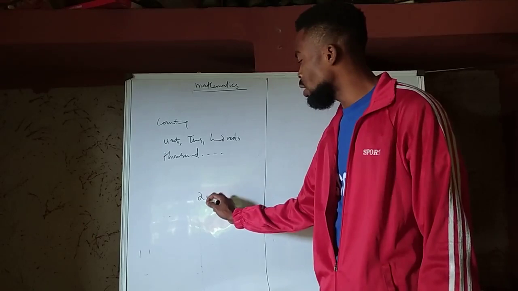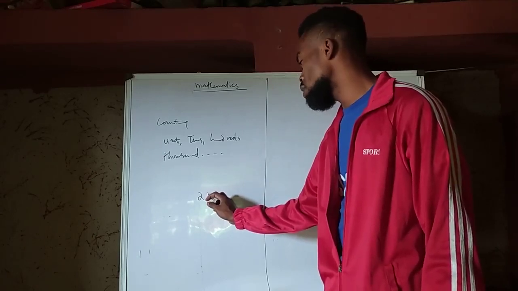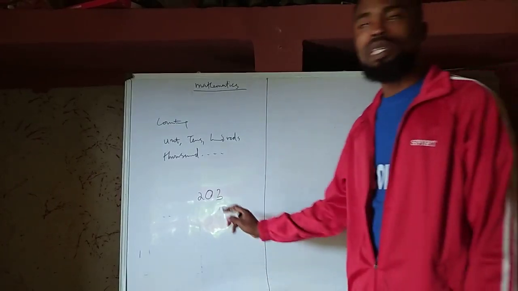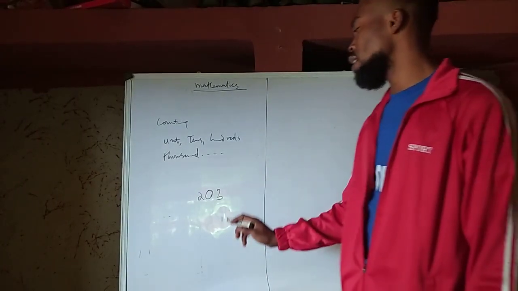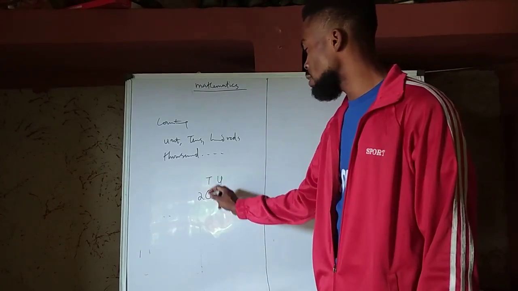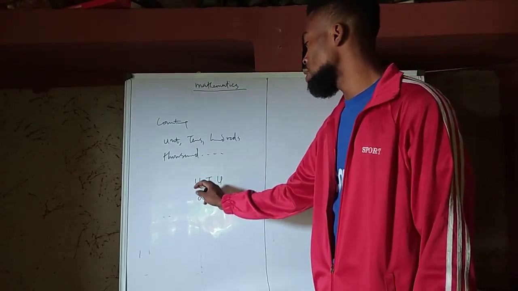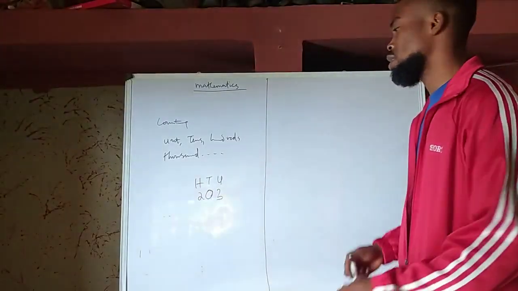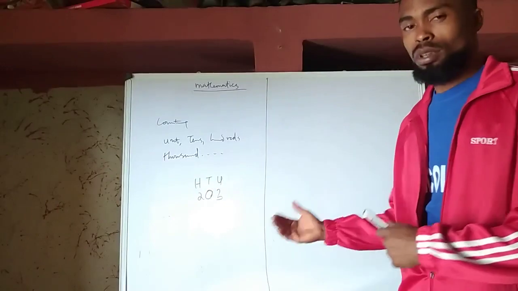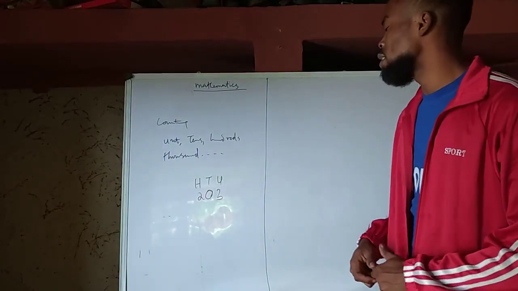If you have 203, how many units are here? The unit is 3, the tens is 0, and the hundred is 2, right? So that's what it is. If you follow this correctly, then you understood what I did in the last class.